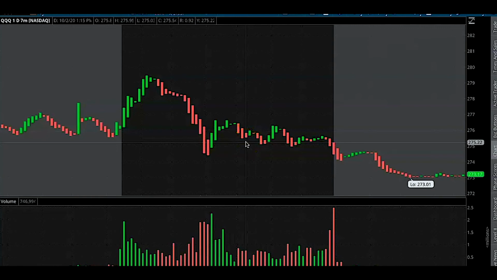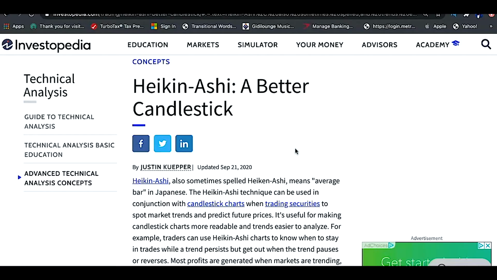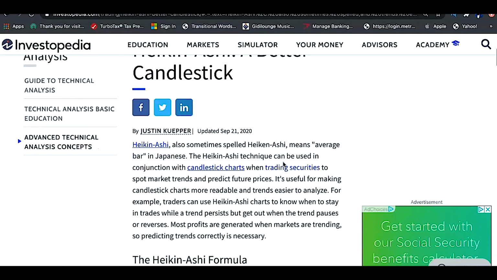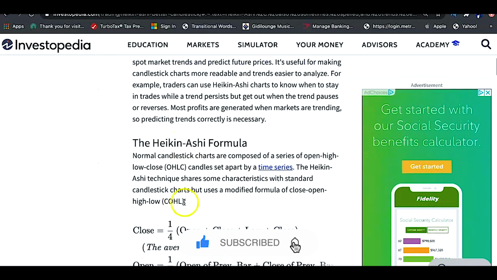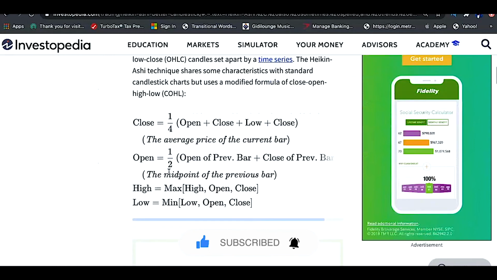So okay, let me go into Investopedia and show you a better definition of how this candle works, so you can have a sharper idea of why this is a really good candlestick to use. I'll link this website in the description for you guys to check out if you want to read up on Heikin Ashi, how it works, why it works, and look up the formula.